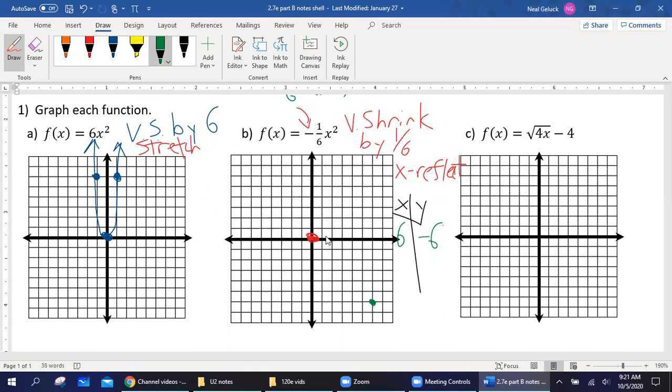And I know the parabola has a symmetry to it. It has that y-axis symmetry. So if I go to the other side of the y-axis, now I'm going to have a parabola that has been vertically shrunk or vertically compressed, making it look wider.